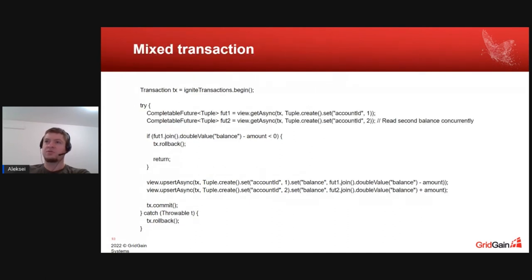The second version demonstrates the mixed synchronous and asynchronous API. We read both balances concurrently, and as soon as the first record is received, it's validated for the correct amount of money. If the validation passes, both accounts are updated concurrently.